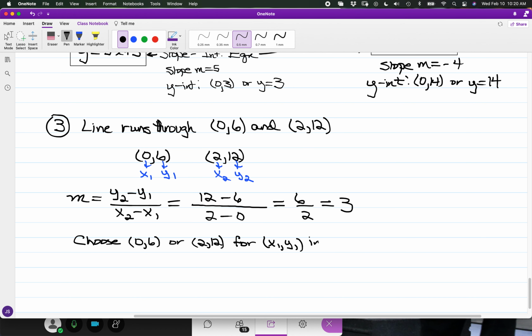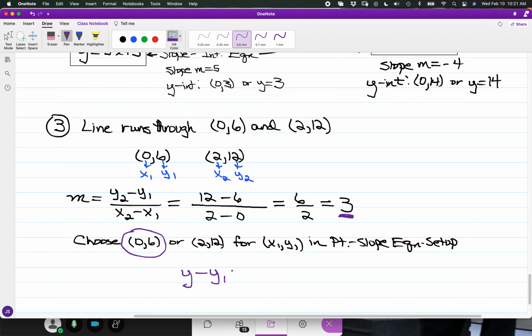In other words, now we have the slope. You can choose either ordered pair to represent the x1, y1 in the point-slope equation setup. And we'll go with (0, 6) on this one. And again, you have your slope value at 3.